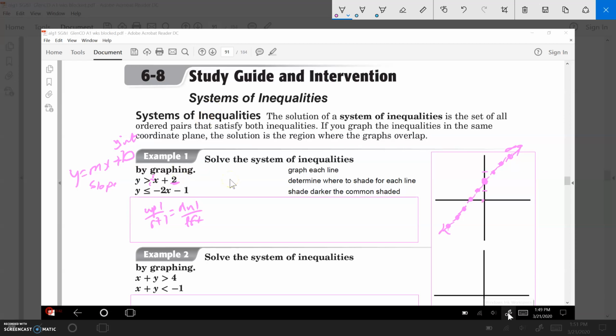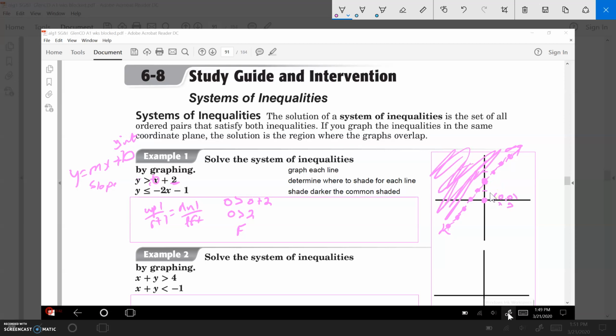So now, let's determine where to shade. We're going to pick 0, 0. That's the easiest one to calculate. So 0 for x, 0 for y. I got 0 greater than 0 plus 2, so 0 greater than 2. This is false, right? So that means I do not shade over 0, 0. We shade on the other side.